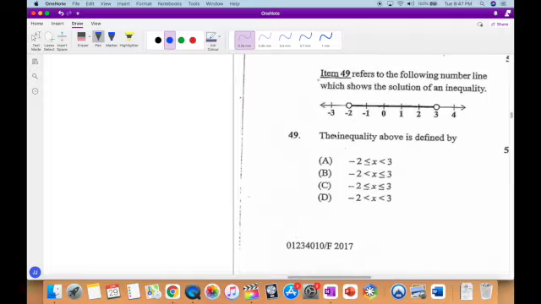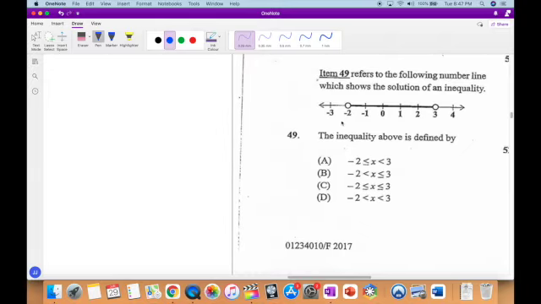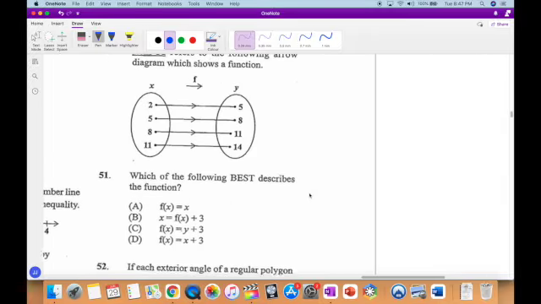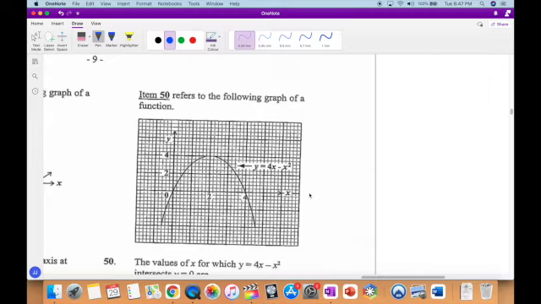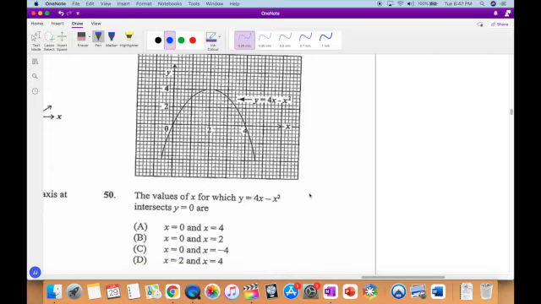So we have here a number line and the inequality that describes the number line. Well, x is between -2 and 3, but it does not include -2 or 3, so it's this one. Number 50 refers to the graph, and I do believe that we saw this question already. The values of x for which the quadratic intersects y equal to 0. So y equal to 0 is the x-axis. So we could see x is 0 and x is 4.